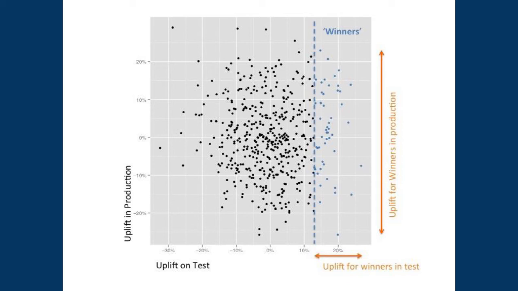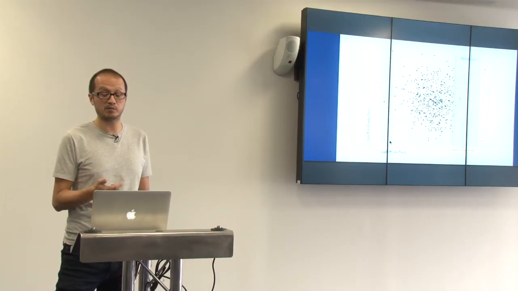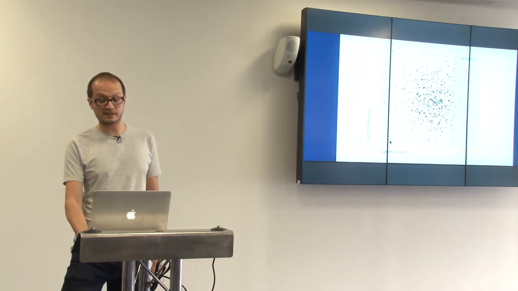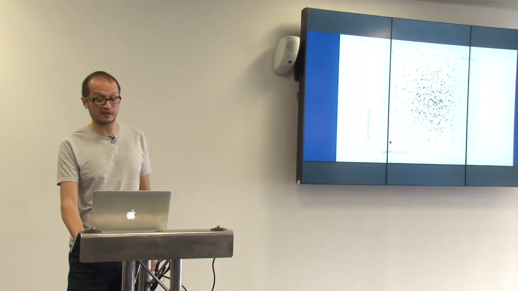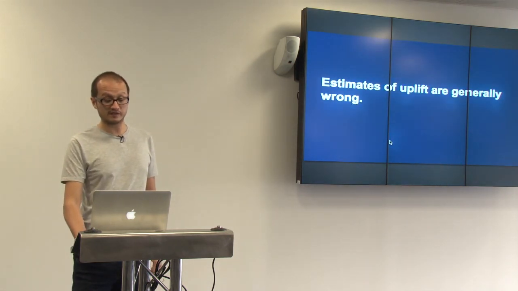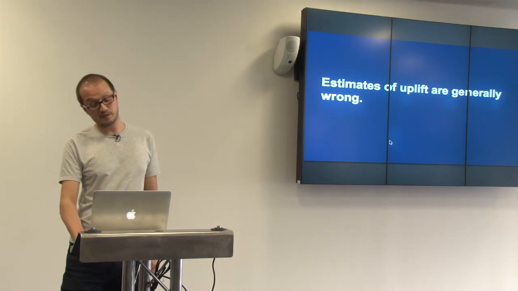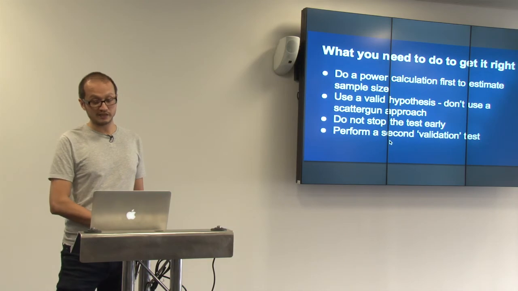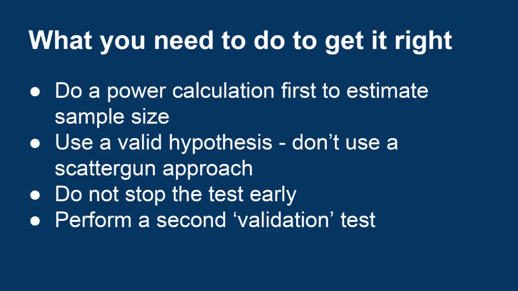And you should be very skeptical of all of the uplifts that you estimate from this kind of test. It's a very well-known statistical effect that the true effect is likely to be much lower than the observed effect. So estimates of uplift are generally wrong. So this is what you should do to get it right. Do a power calculation first to estimate sample size, always. Use a valid hypothesis, don't use a scattergun approach.